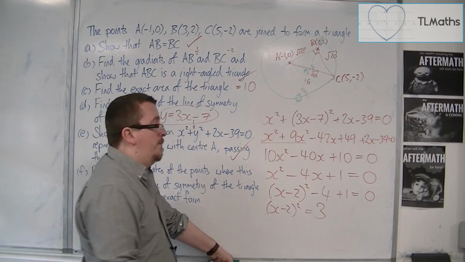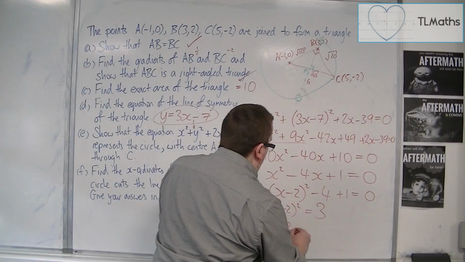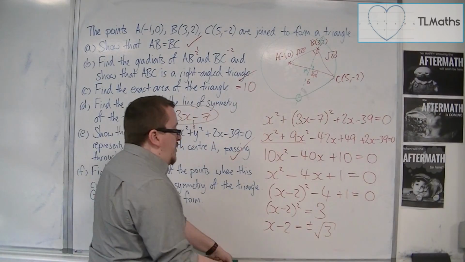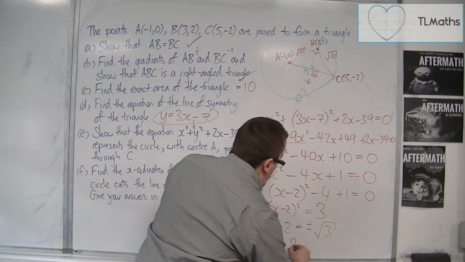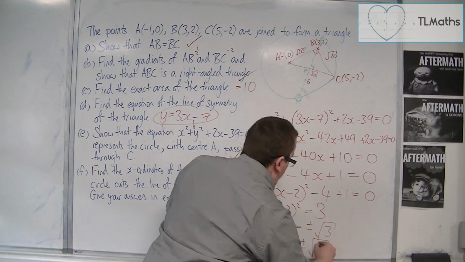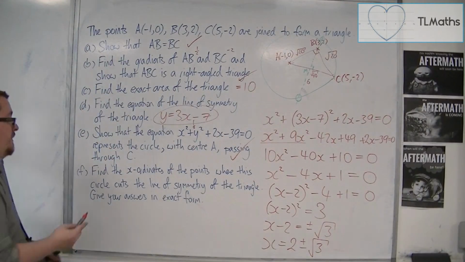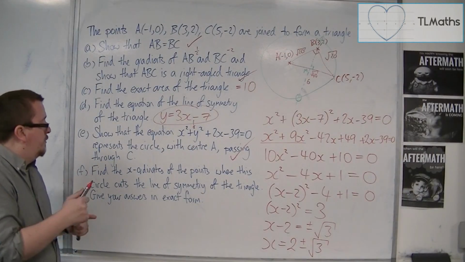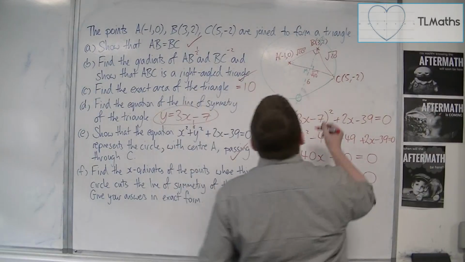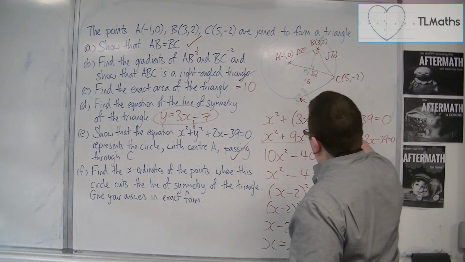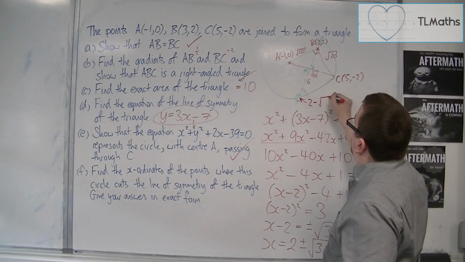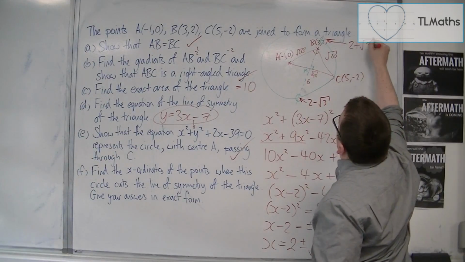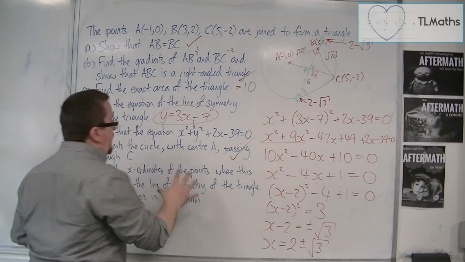Then I can square root both sides. So x minus 2 is plus or minus root 3. Then add 2 to both sides. So x is 2 plus or minus root 3. So the x-ordinates of the points where this circle cuts the line of symmetry of the triangle are, well, this one will have 2 minus root 3, and this one will be 2 plus root 3. And that's how we can answer that final question.